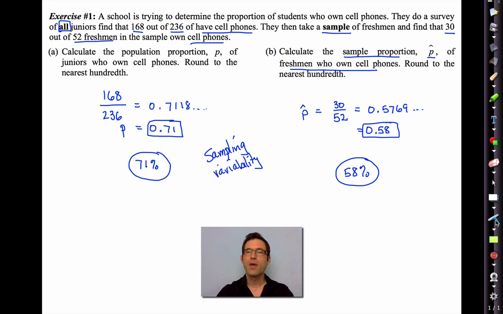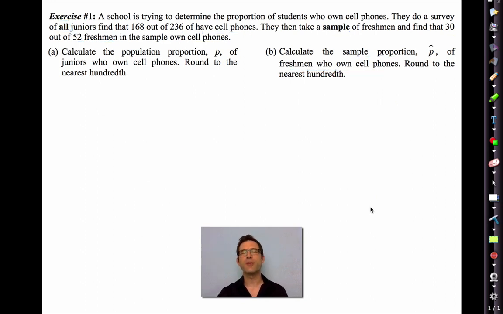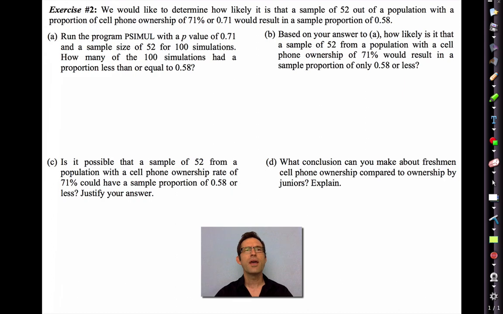All right, so where we're headed, obviously, is to try to figure out what we can say about a population proportion based on a sample proportion. So let's dig into that. All right, in exercise 2, it says, we would like to determine how likely it is that a sample of 52, that was the sample of our freshmen, out of a population with a proportion of cell phone ownership of 71%, or 0.71, would result in a sample proportion of 0.58.